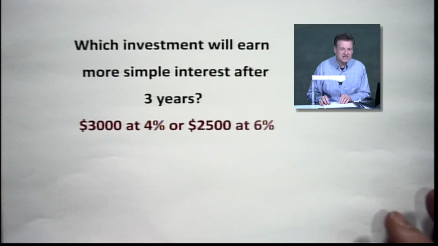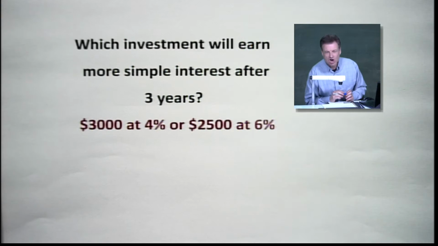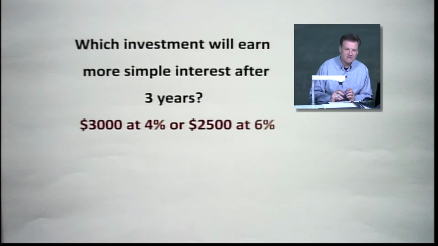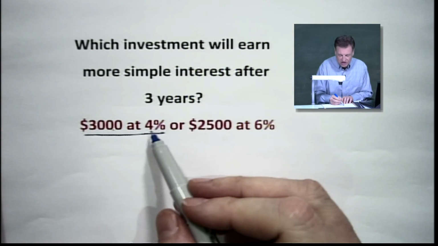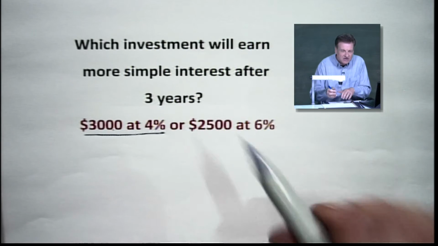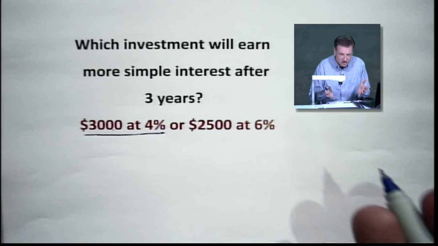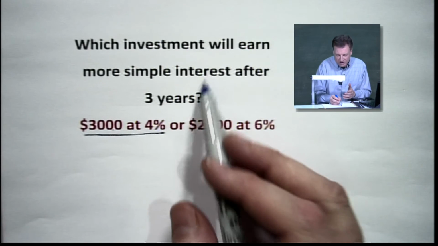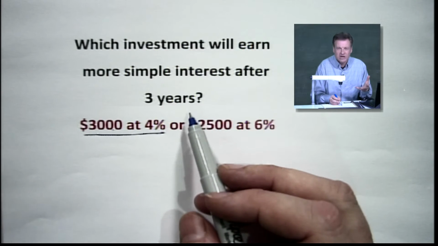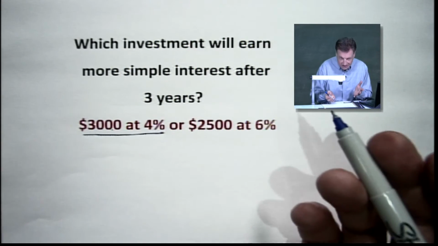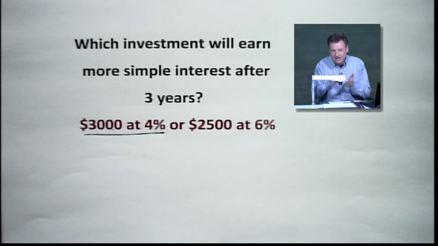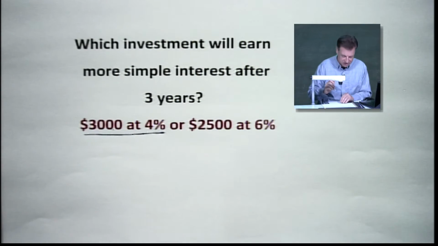Let's take a look at this next problem here. It says, which investment will earn more simple interest after 3 years? So again, we're going to look at if we put $3,000 in at 4% and we leave it in there for 3 years and finally say we're going to get interest, all right? That's what simple interest is about, by the way. At the end of 3 years, you'll be paid your interest, all right? You don't get it a year at a time, then we'd be compounding, all right? So we're going to wait until it's all done and get it in one simple payment, all right?